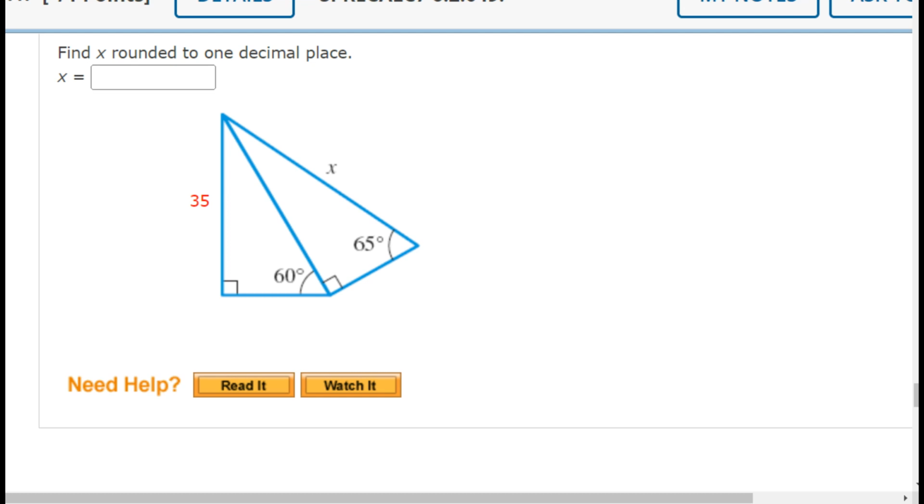Find x rounded to 1 decimal place. Okay. And you've got this, I forget what this is called, where we start stacking these triangles like this to form this petal. It's like a flower petal. But this should be totally doable.